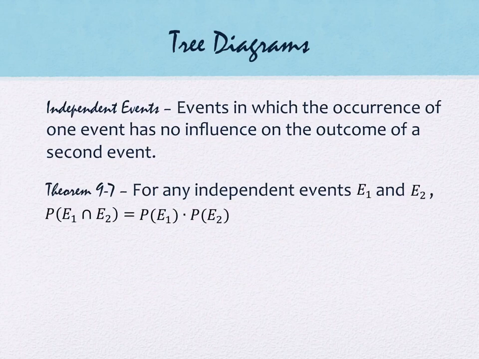All right. You guys encountered mutually exclusive events last time. They were items that had nothing in common. People like to get that confused with this idea, which is independent events. Independent events are events in which the outcome of one event has no influence on the outcome of a second event.